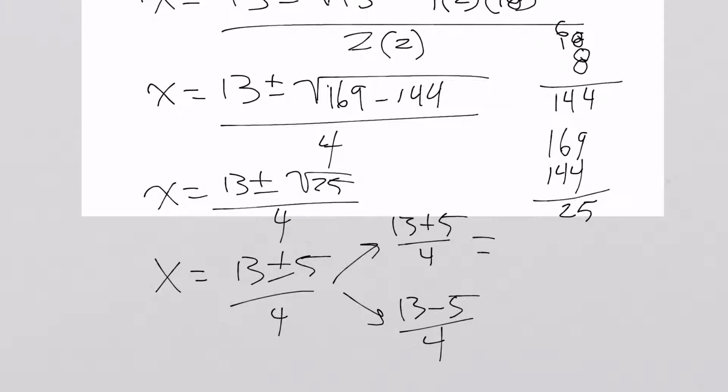Simplify both. 13 plus 5 is 18. 18 over 4 is the same as 9 over 2. So there's one solution. Second solution, 13 minus 5 is 8, so 8 divided by 4 is 2. So there are our two solutions, 9/2 and positive 2. Check yourself, make sure you can do that on the calculator as well correctly. But there you have your two answers.